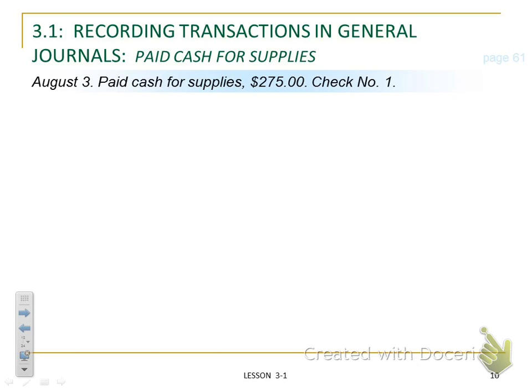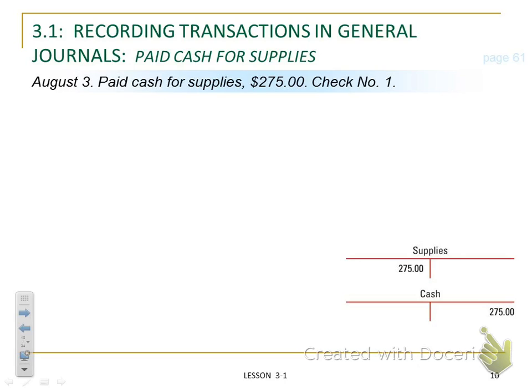Next transaction, paid cash for supplies, $275, check number 1. What are the accounts that are affected? Cash and supplies. Both of these are asset accounts. So we know if we've got two asset accounts affected, they're both on the same side of the accounting equation. Therefore one is going up and one is going down. Our assets increase on the normal balance side, which is the debit side, and our assets decrease on the opposite side, which is the credit side.